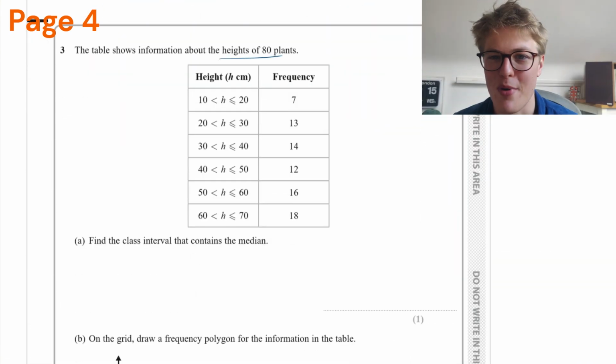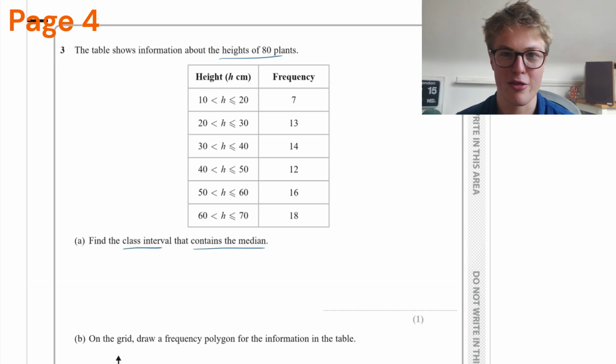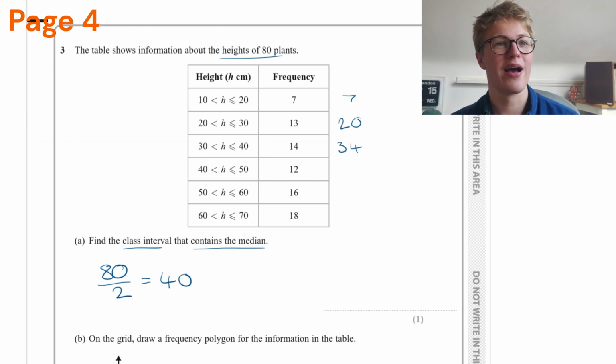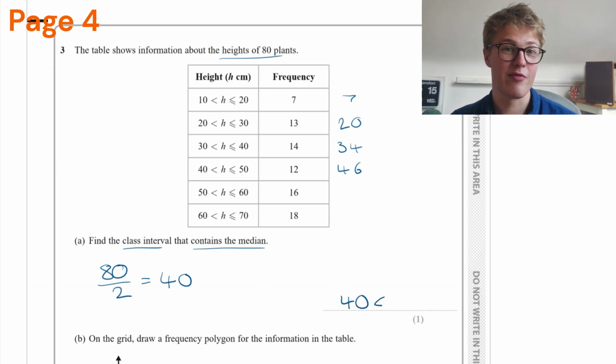The table shows information about the heights of 80 plants. Find the class interval that contains the median. So we have 80 plants, we need to find where the 40th plant lies because that will be the median, okay? We can calculate our cumulative frequency on the right hand side of the table. So we go 7, 20, 34, 46. So from this we know that in the class interval of 40 to 50, this is where the 40th plant lies, which is the median.